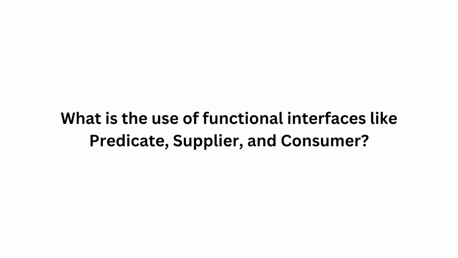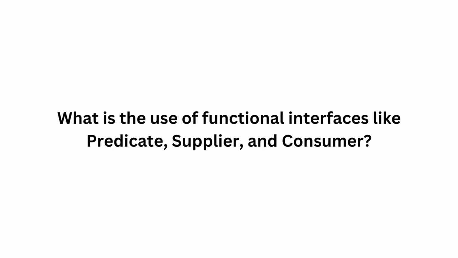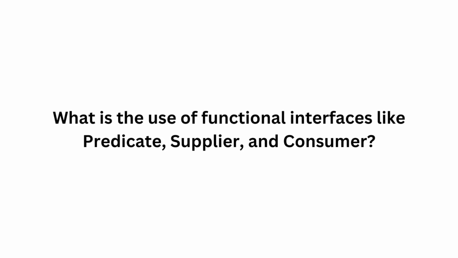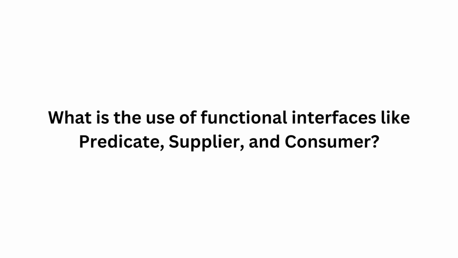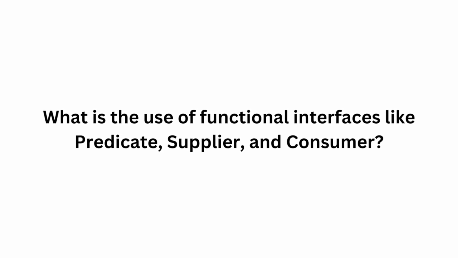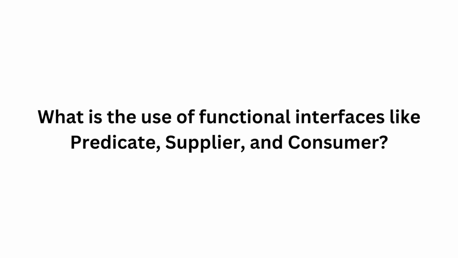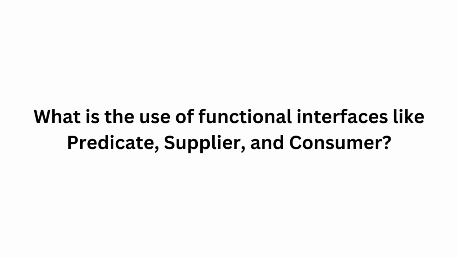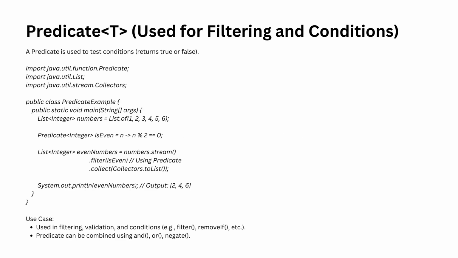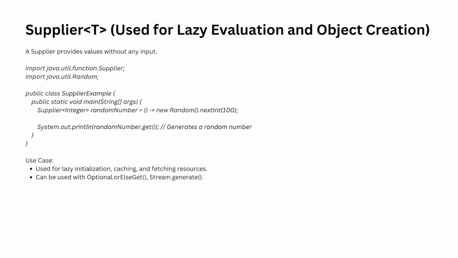What is the use of function interfaces like Predicate, Supplier and Consumer? We have already talked about Predicate and Supplier before, but Consumer we haven't talked about, so let's talk about it. These are function interfaces which got introduced in Java 8 and the purposes are different. You should use Predicate when you want to represent a condition, a boolean-based function that takes one argument and returns a boolean. Here we have a test method and the use case is filtering, validation or matching.